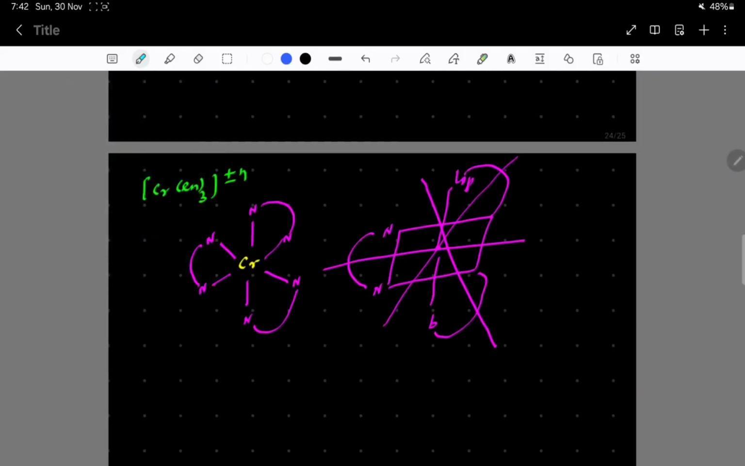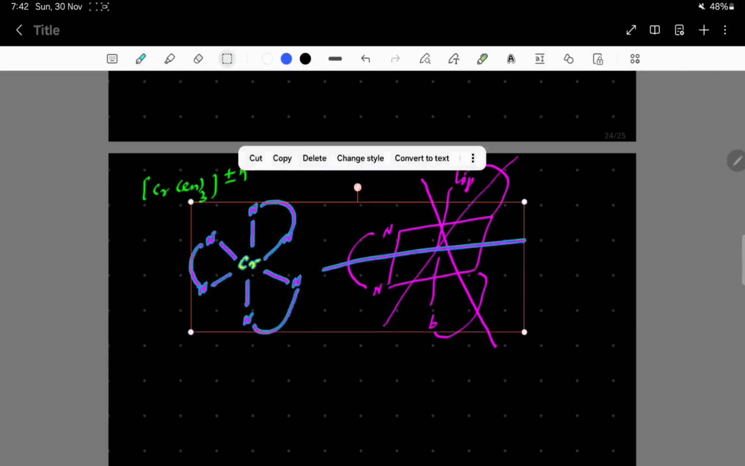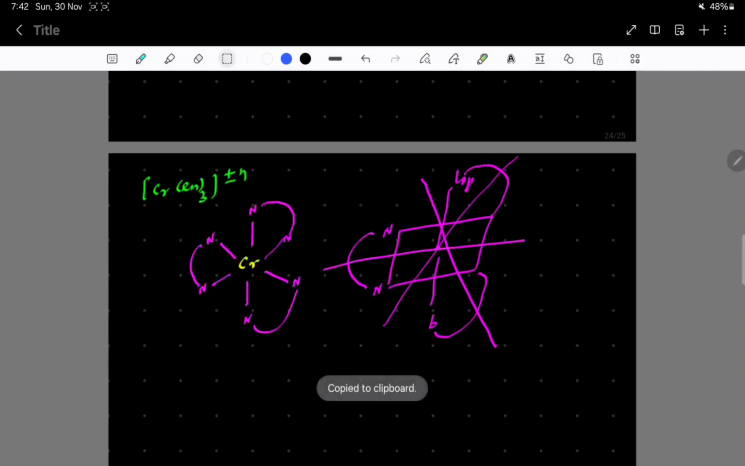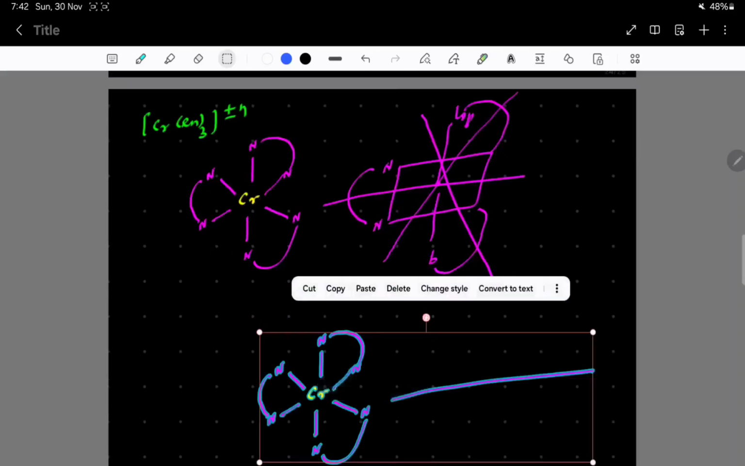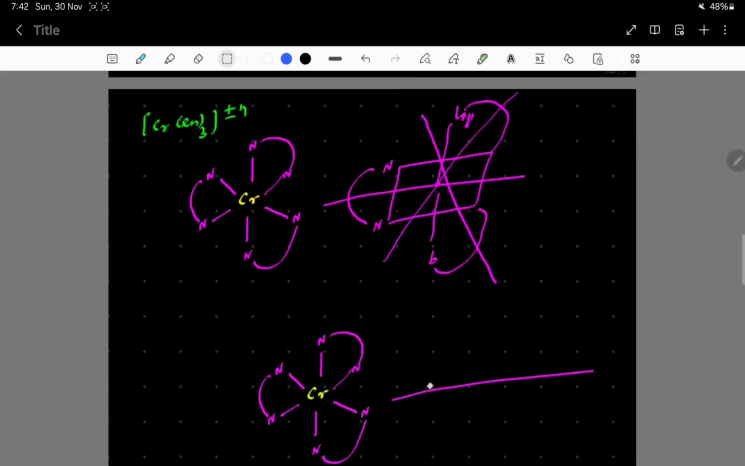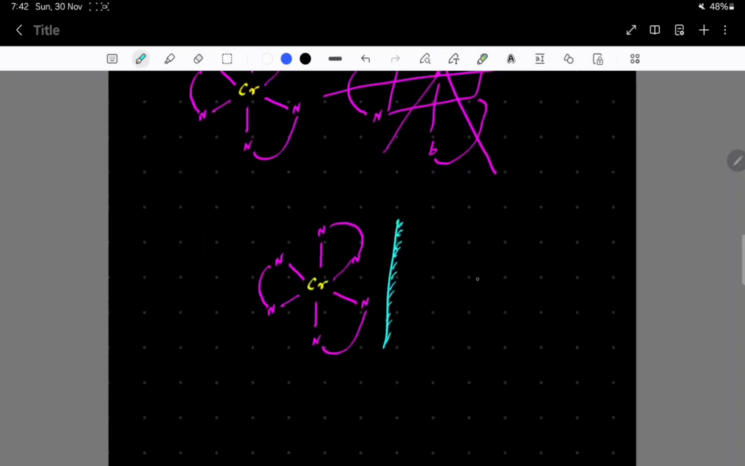In the cis case, 100% you can say the answer: it exhibits optical activity, right? Now we will get its mirror image. See, here I am writing its mirror image. Now this is the mirror image I am writing. Trans is not possible, trans is not possible. Now I am writing its mirror image.